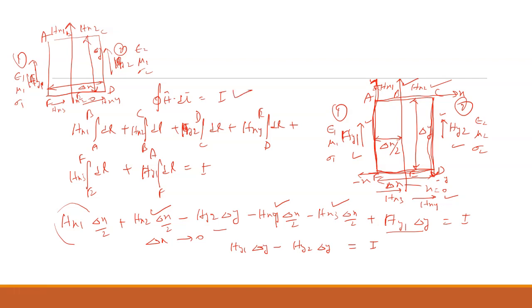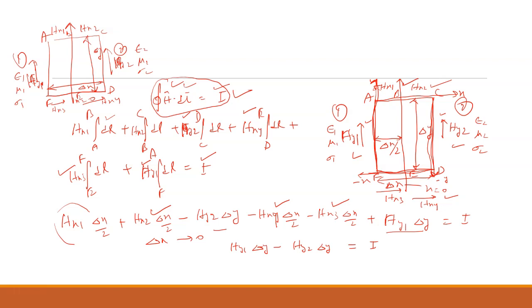Now apply Ampere's circuital law, that is, the closed line integral of the magnetic field H equals the current passing through the circuit. We can derive this boundary condition with the help of Maxwell's equation also. I will tell you later. So expand this: from A to B, Hx1 dl, from B to C, Hx2 dl, from C to D, Hy2 dl, from D to E, Hx4 dl, from E to F, Hx3 dl, from F to A, Hy1 dl, and this equals I.